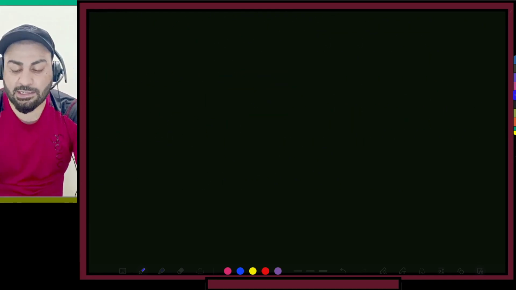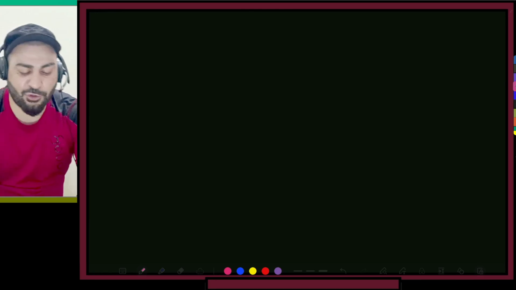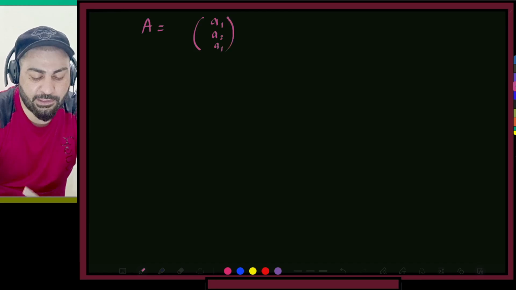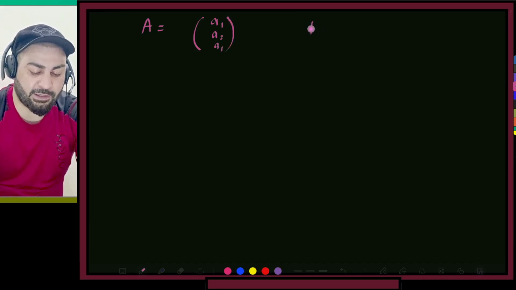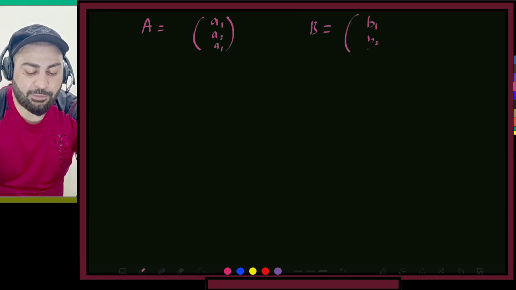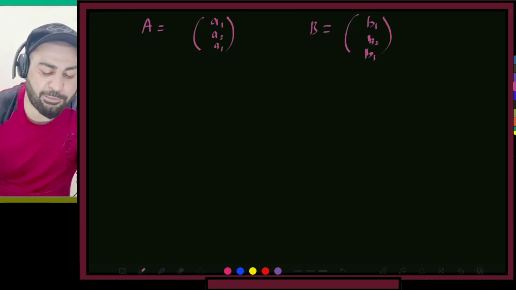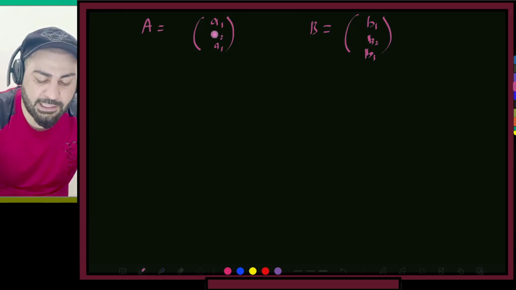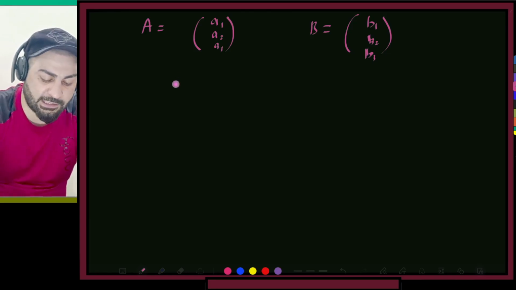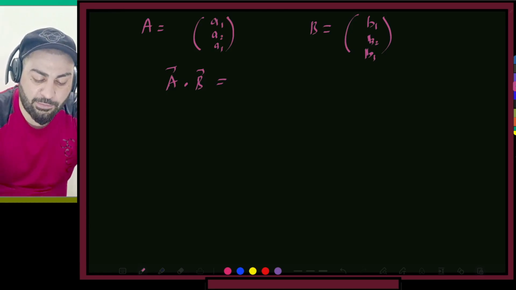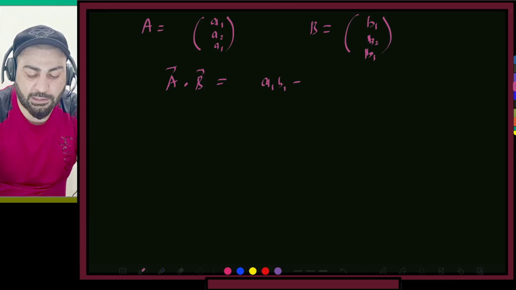Let's define it first mathematically, then we'll explain it geometrically. Let's call this vector capital A, and the elements are A1, A2 and A3. Then I have a vector B, which is B1, B2 and B3. These are my two vectors. By dot product, I mean you multiply these things element-wise. Usually we write the dot product like this: A dot B. This is my vector A and this is my vector B. So A dot B is known as the dot product. You do A1 multiplied by B1, then add it together.